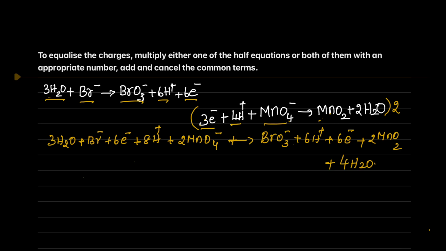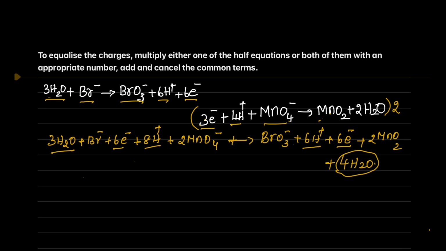The common terms are number 1, electrons. There are equal number of electrons, that is 6 on both the sides of the equation. And the next one is water molecules. 3 on the left side and 4 on the right side. When we cancel, we will arrive at 1 H2O on the right side of the equation. The next thing is protons. 8 protons on the left side and only 6 on the right side. When we cancel, we will arrive at 2 protons on the left side of the equation.